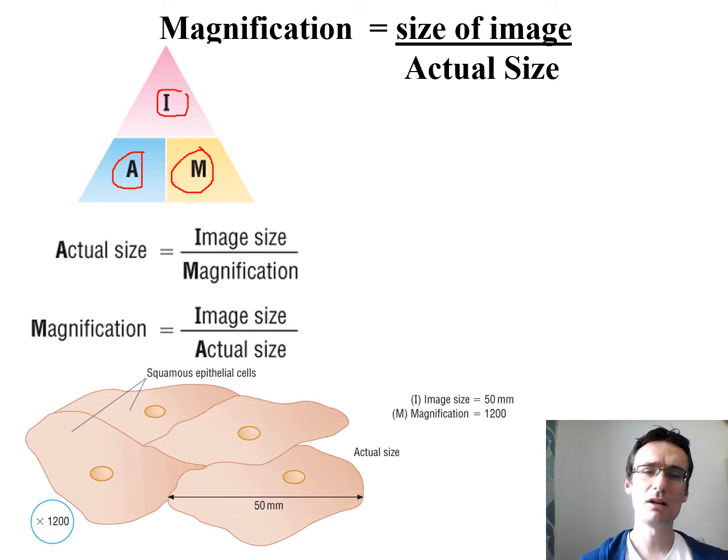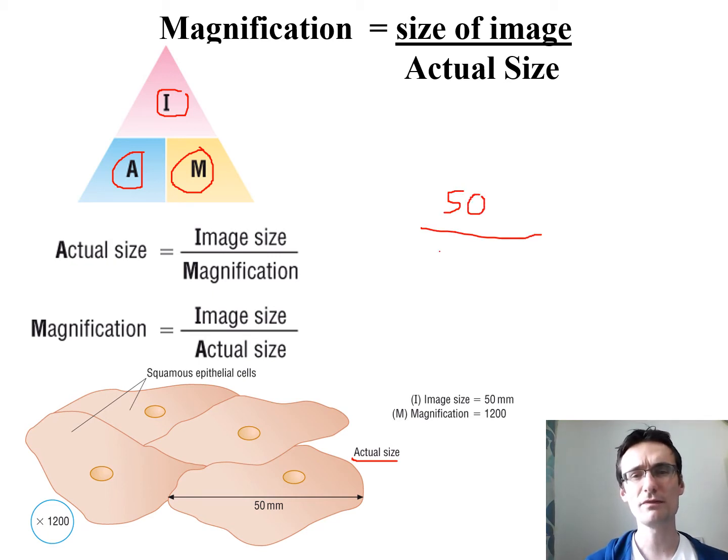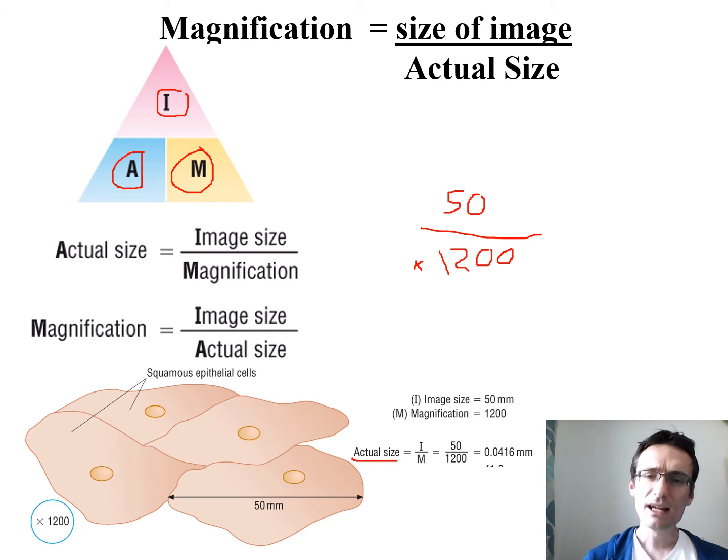So here's an example of a question you might get in an exam. It gives the image size and asks you to work out the actual size. What is the actual size of this cell? We know that the image is 50 millimeters, and we're going to divide that by 1200, which is the magnification. By the way, for the units of magnification, just put a multiplication sign in front of it. When we do 50 divided by 1200, it equals 0.0416 millimeters.